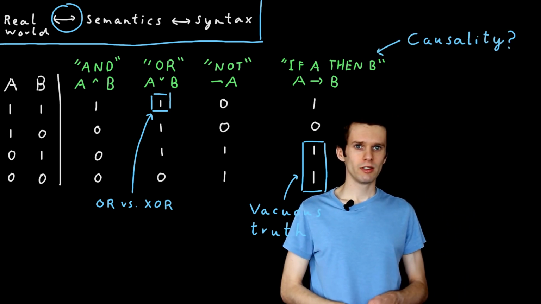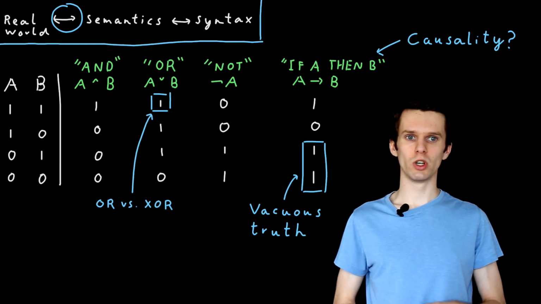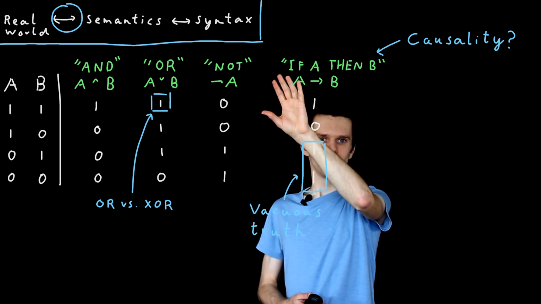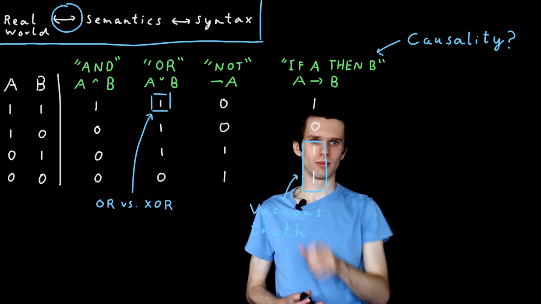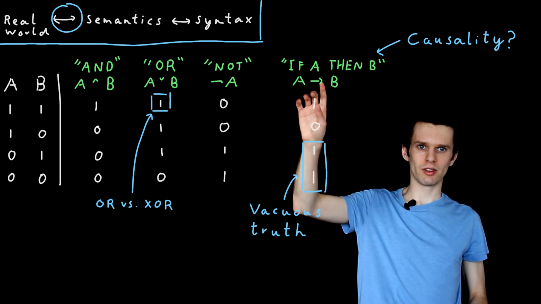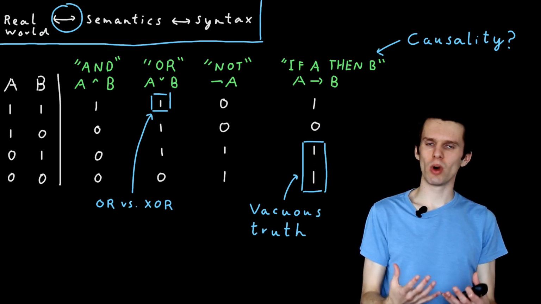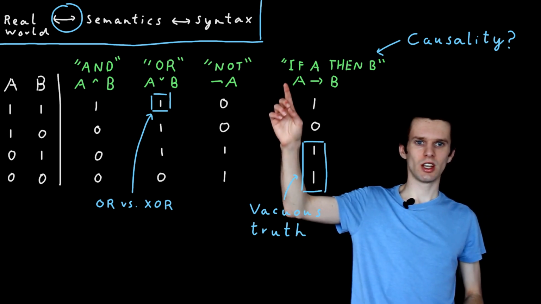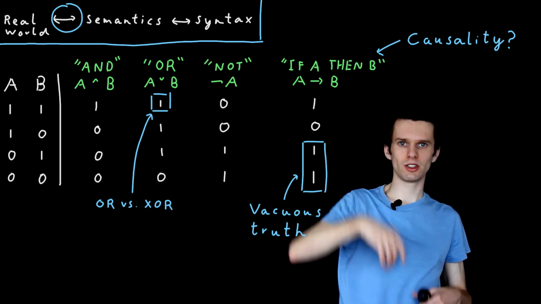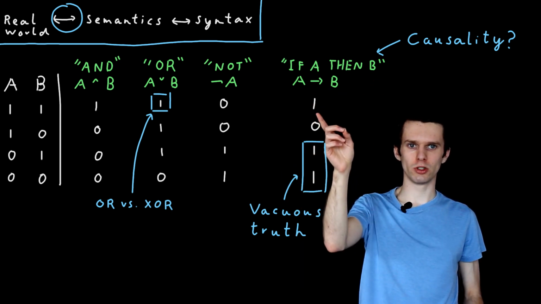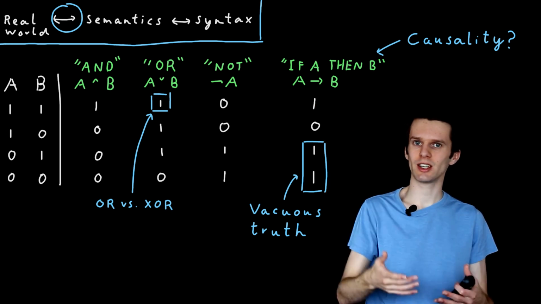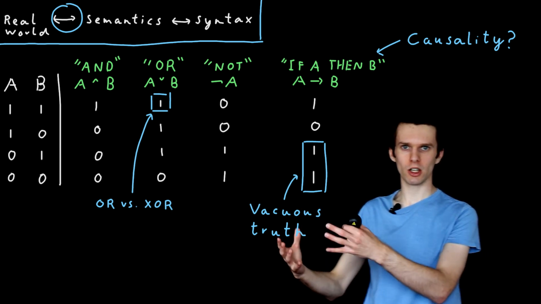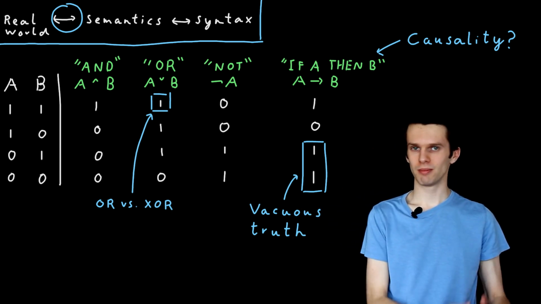A similar notion, again looking at modelling the real world, is the idea of causality. Our values in our truth table here don't have any notion that A must be in some way related to B. So for example, the sentence, if the sky is blue, then the grass is green, is true under our semantics. It's this first entry here. But there's no obvious causal relation between the sky being blue and the grass being green.